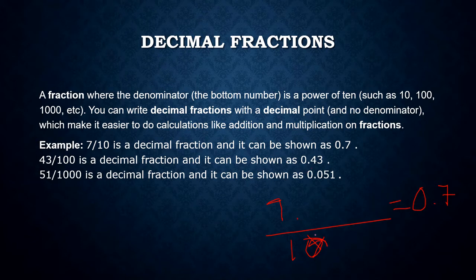If there is a 10 or 100 or 1,000 in the denominator, it makes it a decimal fraction. So that's how you identify it. Not all the numbers, it's only prime numbers mostly. See, 43, 51.